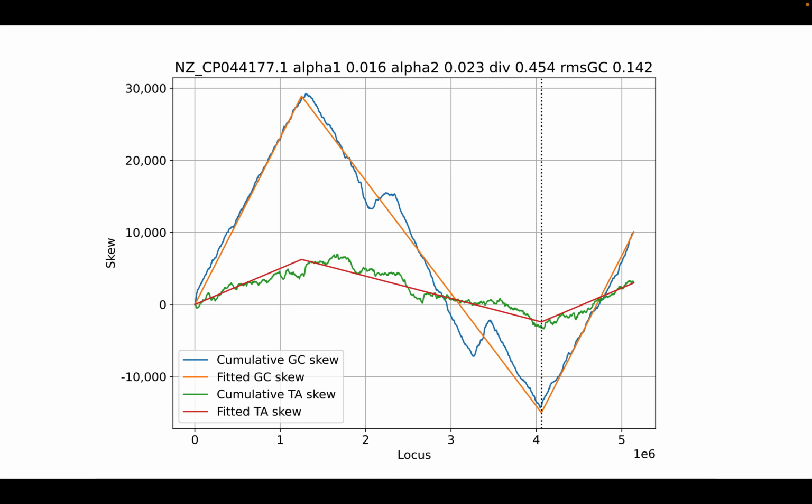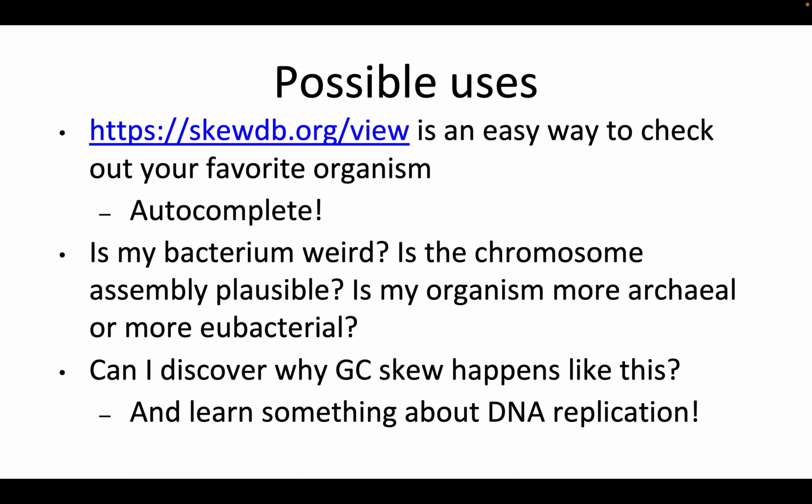It could also be that this chromosome integrated plasmids, which don't know about the local GC skew conditions, so they bring their own GC skew. So this could be a sort of forensic indication that either this was misassembled or this bacterium had some wild adventures in the recent past. Could be.